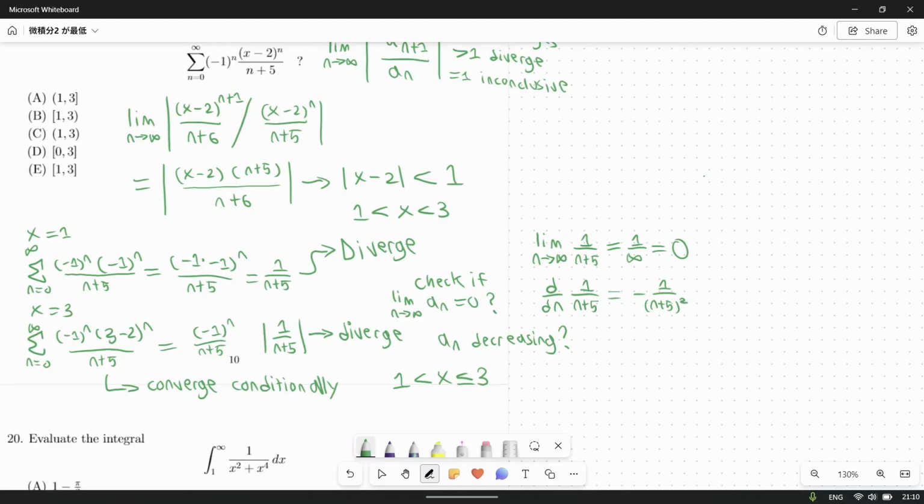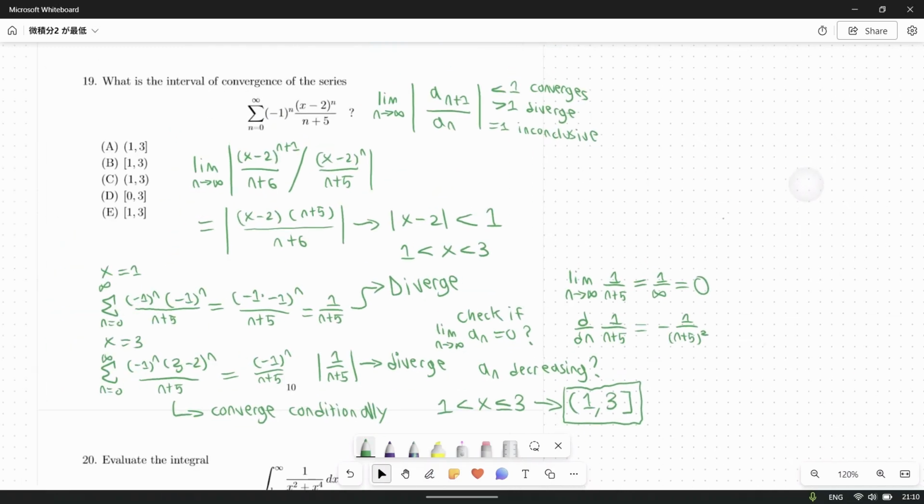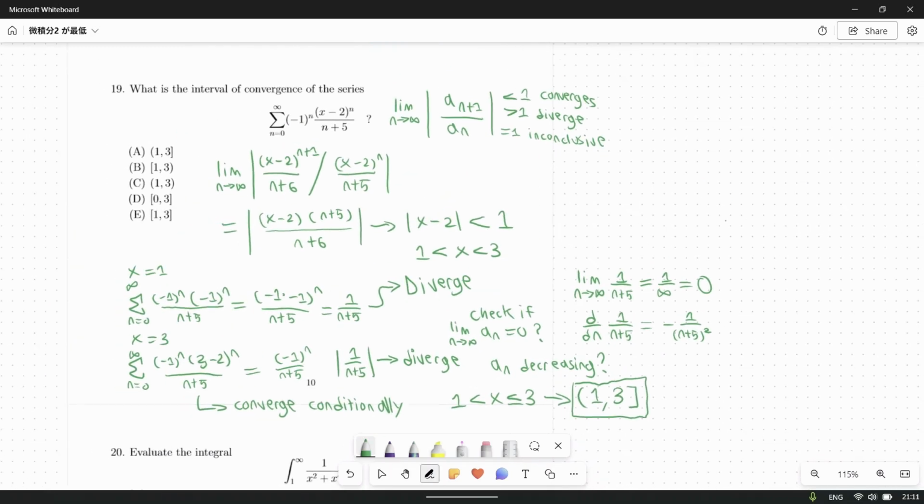And so translating this into our answer choices, putting it into interval notation, when you just have a less than and not a less than or equal to, that's going to turn into a parenthesis. And in the case of less than or equal to or greater than or equal to, that's going to turn into a square bracket. And so this is going to be our interval of convergence for this question. So matching it up with our answer choices, the answer to this question is going to be A.